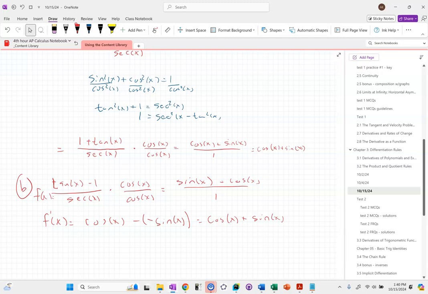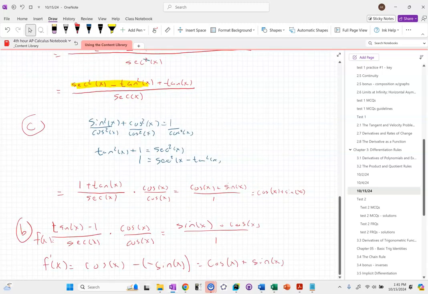Part C says show that your answers for A and B are equivalent. Well, I did that already. So I guess this stuff is C. Which way did you prefer? Second. Yeah, part B, right?